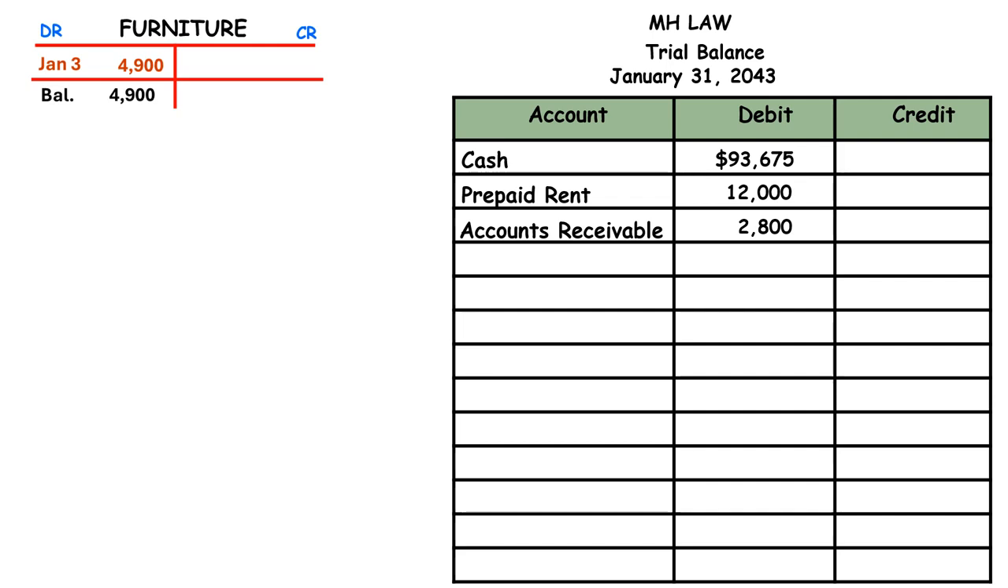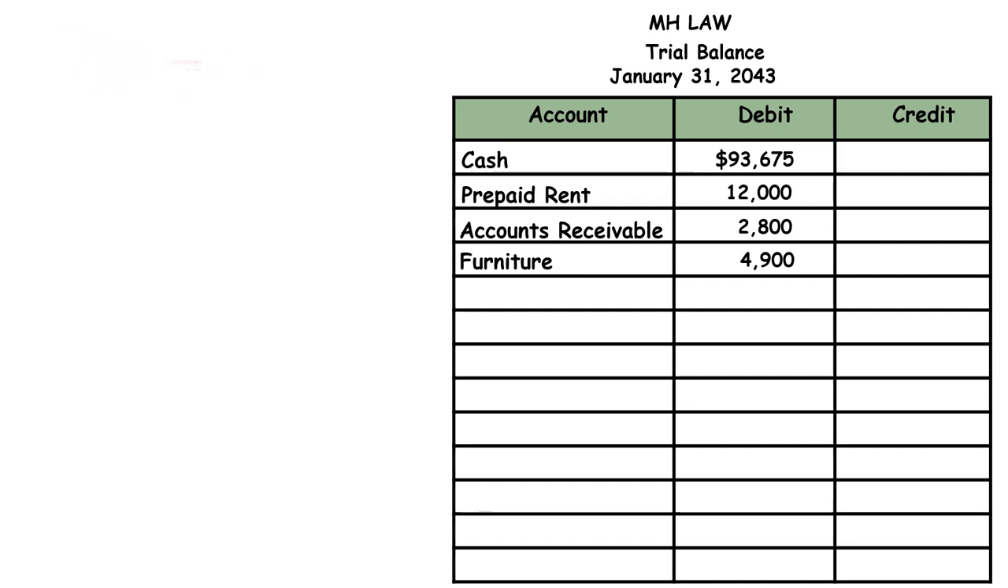Furniture, similar thing. Let's copy the name of the furniture into the account section of the trial balance. And the balance in the furniture account is on the debit side. We will copy that onto the debit column.